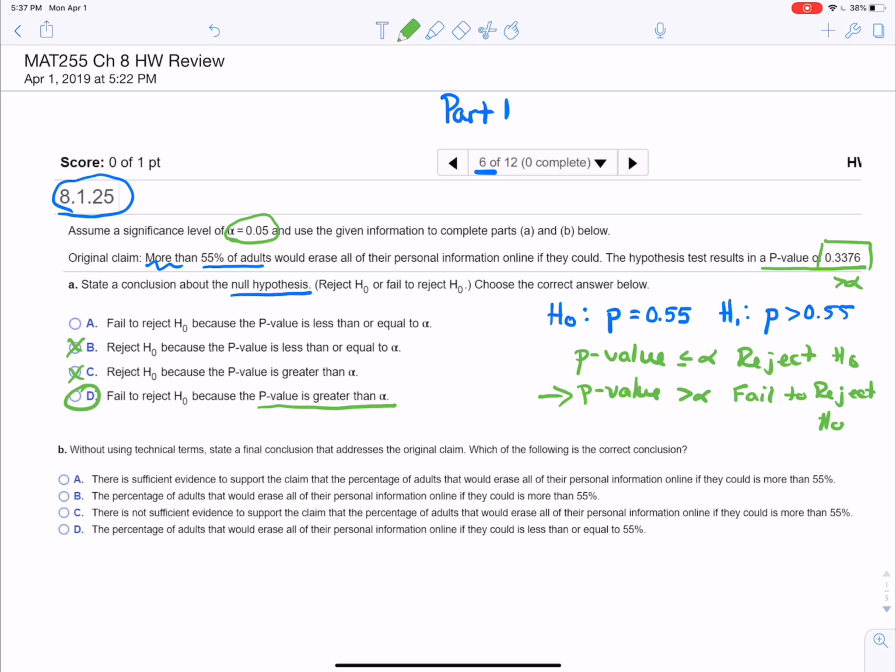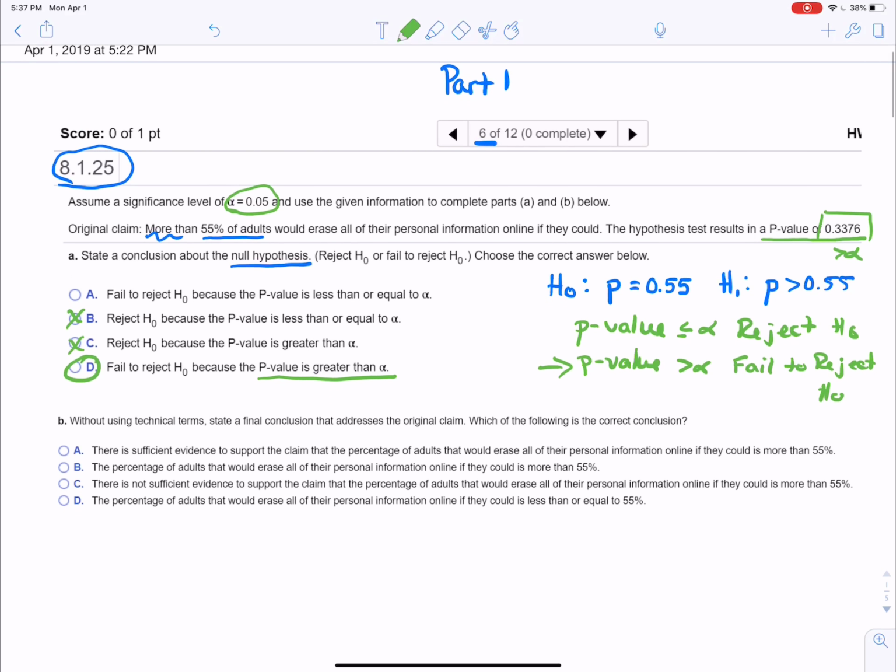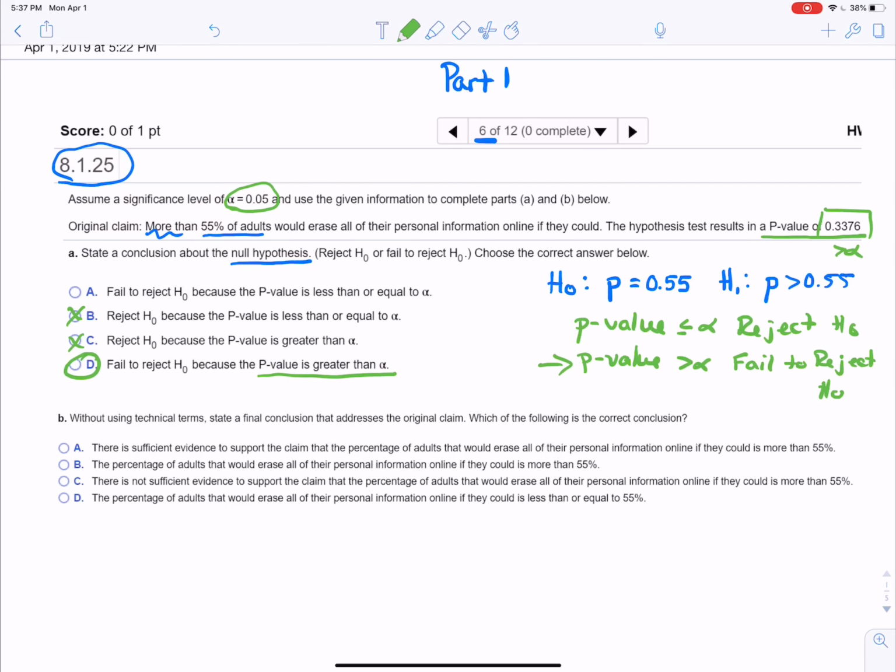Then they tell me, without using technical terms, to state a final conclusion. Pretty much whenever we're stating a final conclusion, we're going to look for the words sufficient evidence. Either there is sufficient evidence about a claim or there is not. So because we failed to reject, there's not sufficient evidence to support the claim that the percentage of adults that would erase all of their personal information online if they could is more than 55%. So that's our option that we're going to choose.